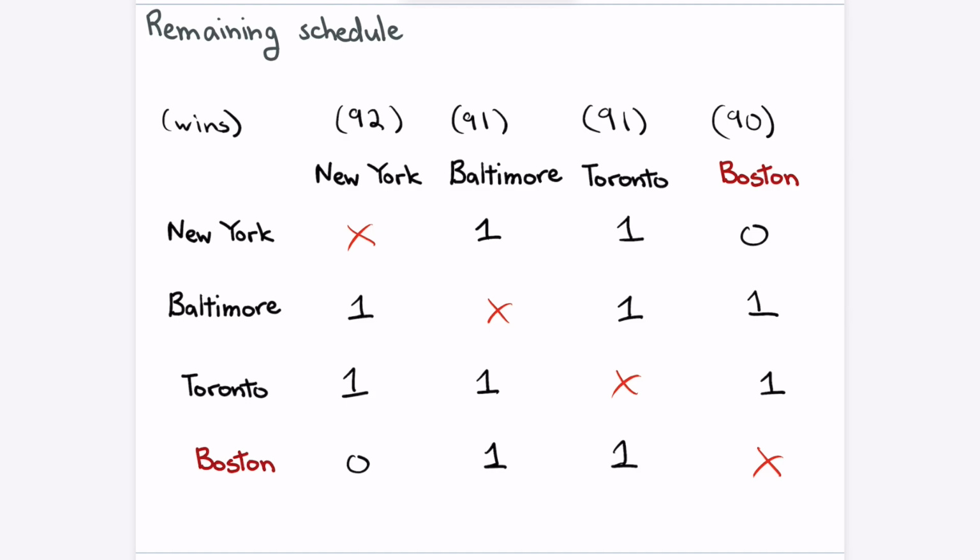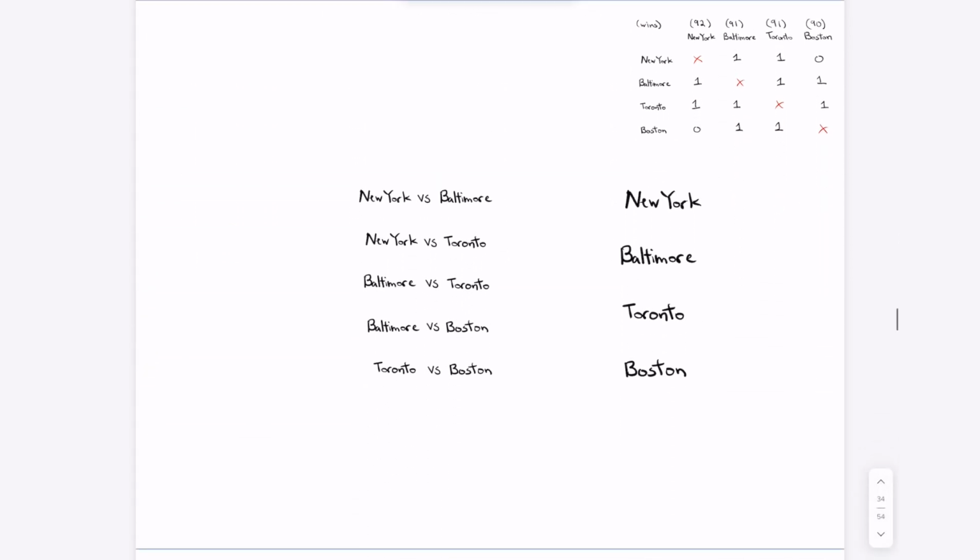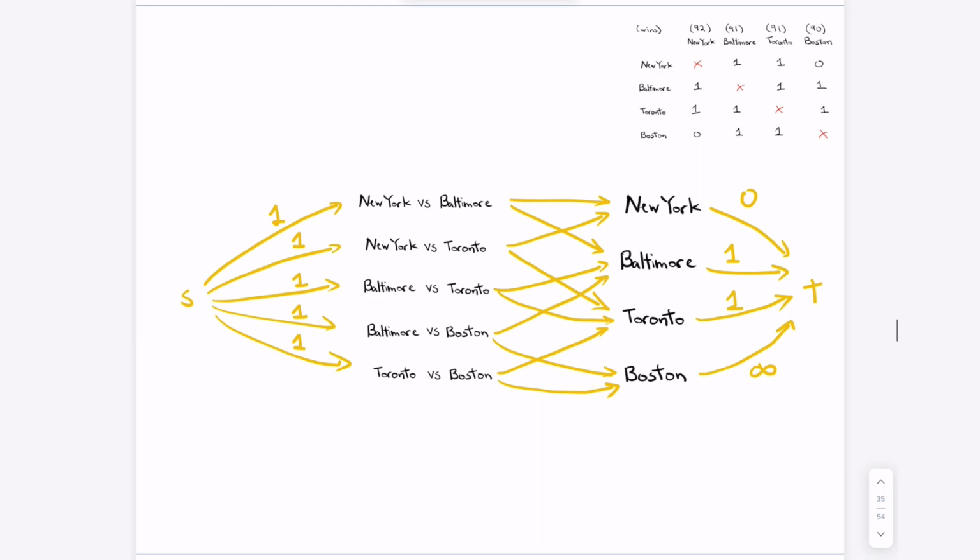A win. So we can try to set up a graph like this. So these are all the games we have. There's one game between New York and Baltimore, and each of these has to go to somebody, right? So I'll just show the picture. Okay. So these should be unit capacity edges. So New York versus Baltimore, one unit of flow needs to go to somebody towards the end. Okay. So I have these games and they're directed to the teams that are participating in the game. And I have the source edges as one because there's only one win to hand out for each one.